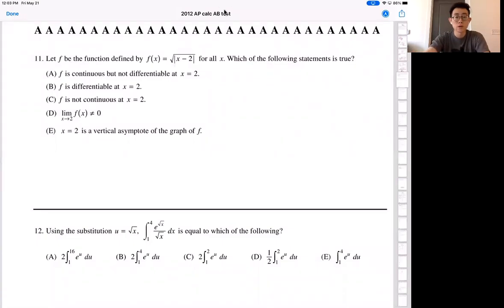All right, so welcome back. This will be from question 11 through 20. I'm going to try to finish the middle portion of the multiple choice calculator section. So let's get right to it.